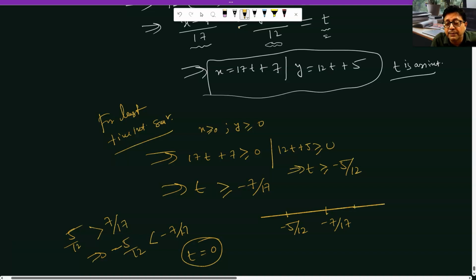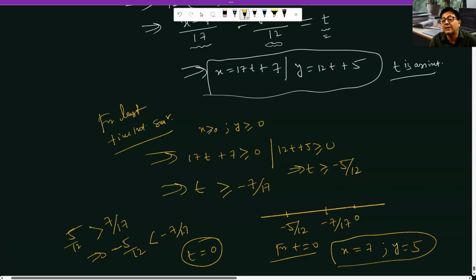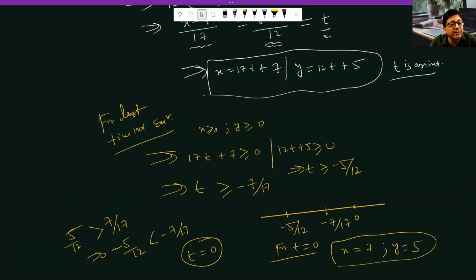So that t must be equal to 0. Clear? The least positive integral value, I am taking t equal to 0 here. Because just after a proper fraction, a negative quantity, the next integer will be 0. So we will be taking t equal to 0. For t equal to 0, the solution we already got, x equal to 7 and y equal to 5. This ensures that it was the least positive integral value. Clear? Let us take another example.